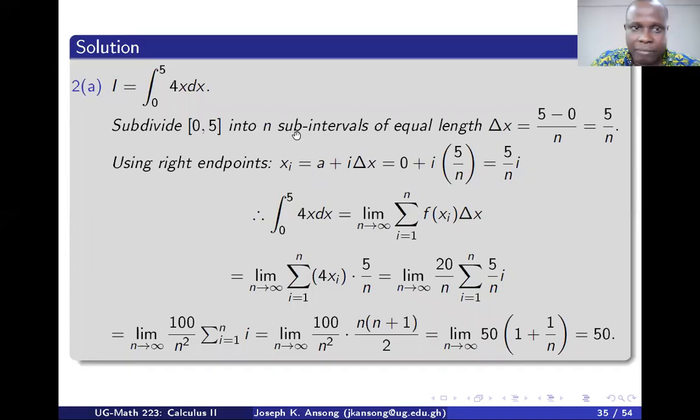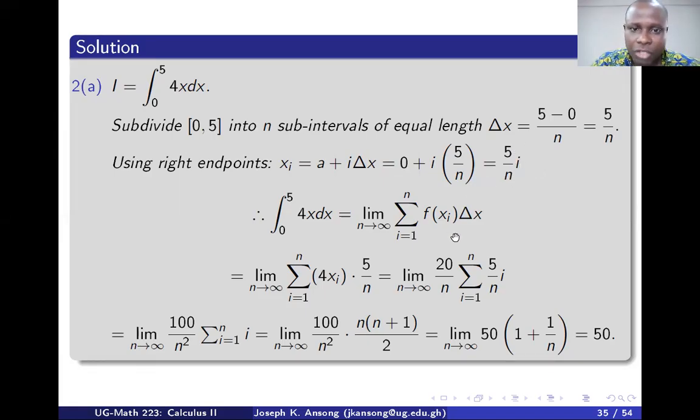B minus a over n. B is 5, a is 0, so delta x is 5 over n. We know that. For xi, I'm just using the right endpoints. In this case it doesn't matter because we're going to take the limits. In all the examples, I'll be using the right endpoints because the formula is simpler. So for the right endpoints, xi is a plus i delta x. A is 0 plus i delta x, which we just found to be 5 over n. So I get 5 over n times i.